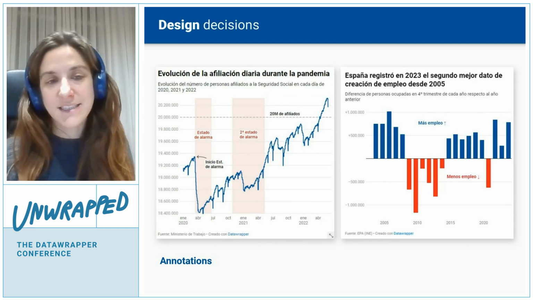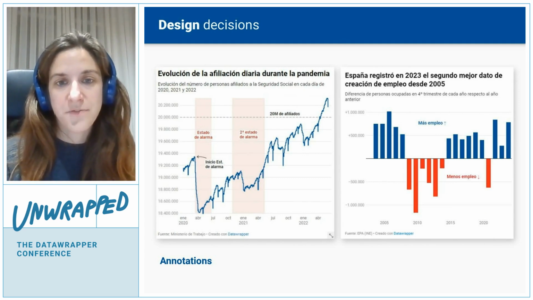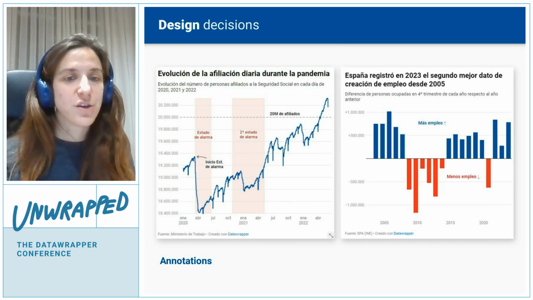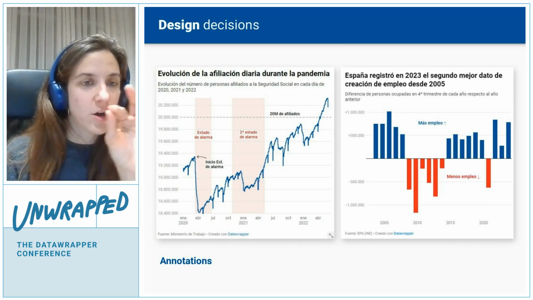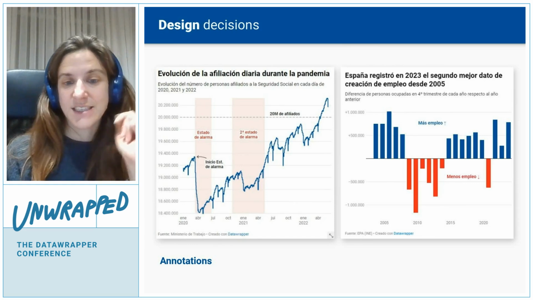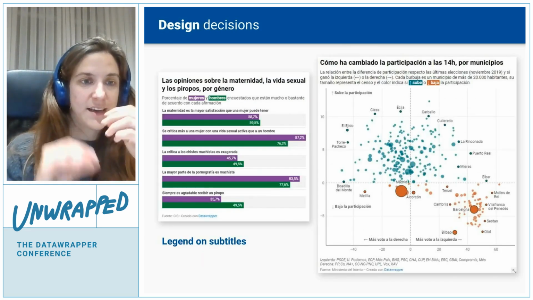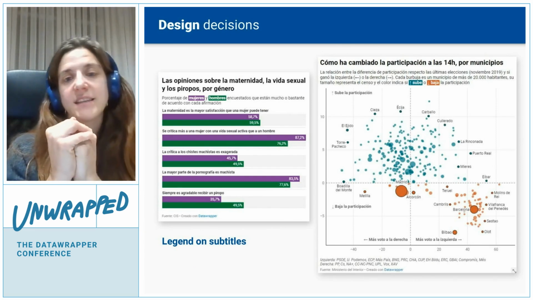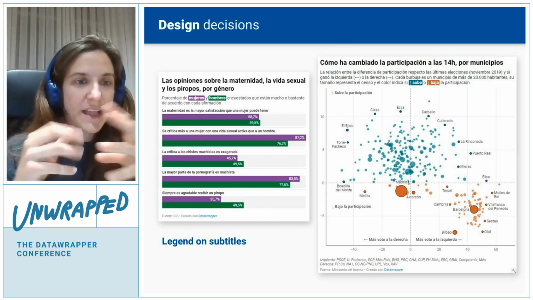And the last design decision we've made is that we use a lot of annotations, sometimes on the charts, as you can see in these ones. So we write a lot of things so the audience can read the charts easier. And also we put in the legend on the subtitles. So with text, we can help the audience to read them.